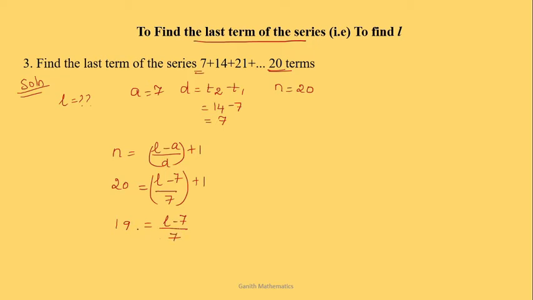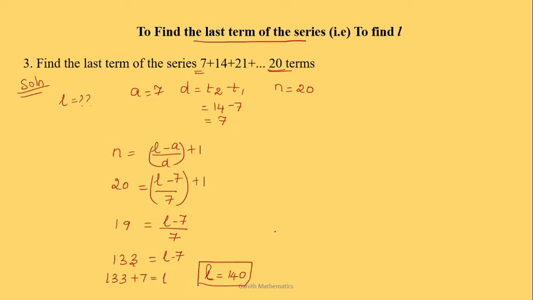Now I am going to multiply these two values. So 19 into 7, 133, is equal to L minus 7. When this negative 7 goes to the other side, it will be positive. So 133 plus 7 is equal to L. So my L will be 140. So the 20th term will be 140.